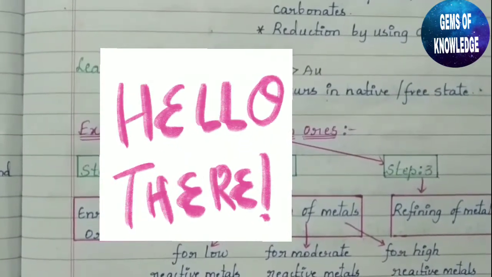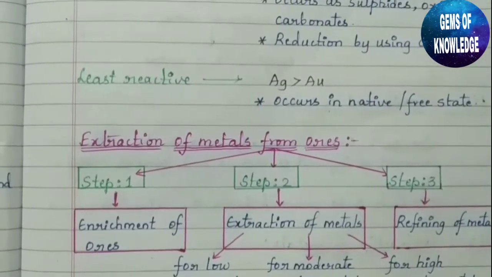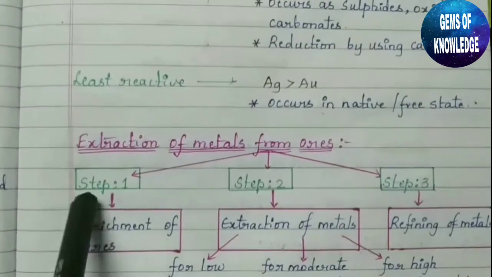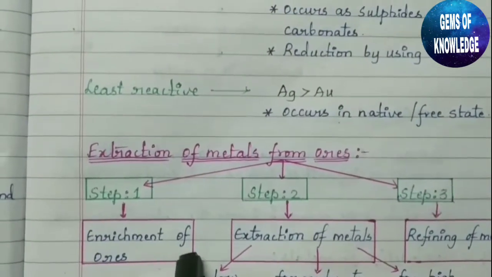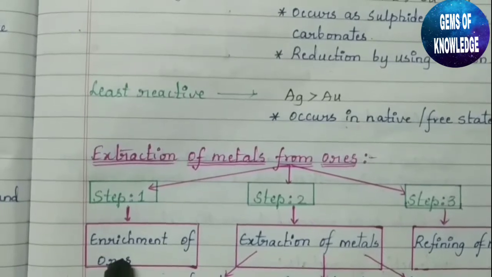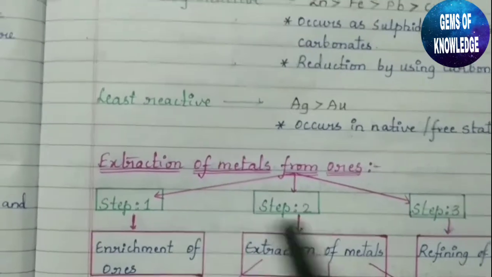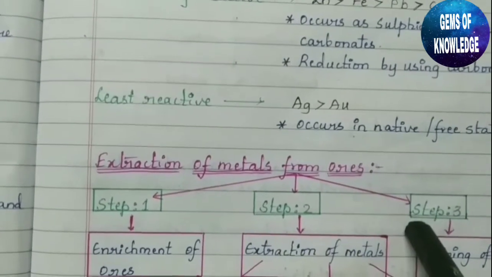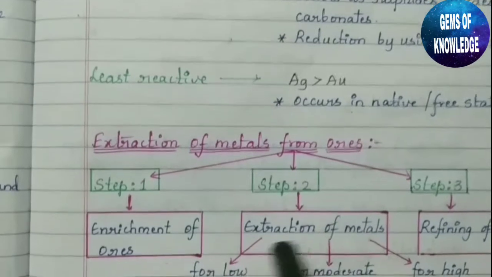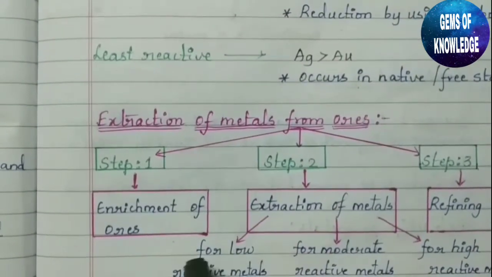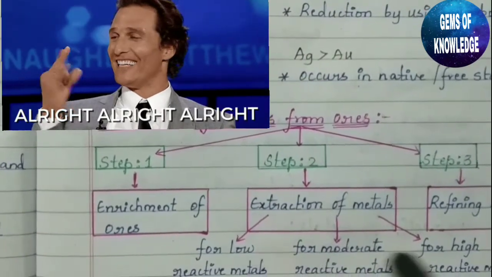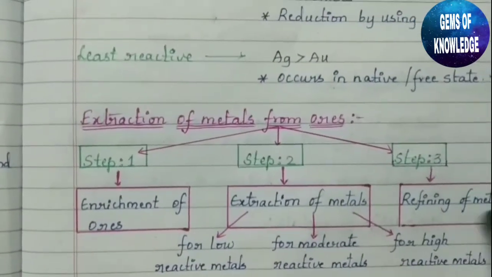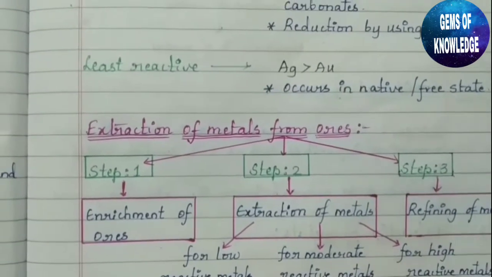So here I am with another interesting video on extraction of metals from their ores. In the previous class we studied step 1, that is enrichment of ores, and if you are not aware of it, the link will be provided in the description box. Go and watch it. In today's video we are going to study step 2 and step 3. Step 2 is extraction of metal, the 3 steps, and how it is different for low reactive metal, moderate reactive metal and high reactive metal. Step 3 is refining of metal, along with the electrolytic refining experiment.